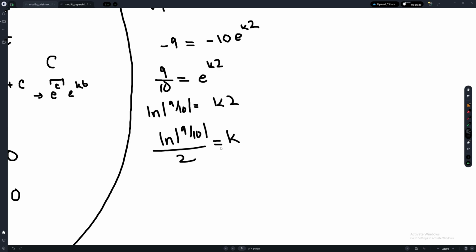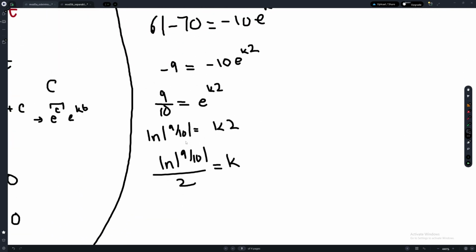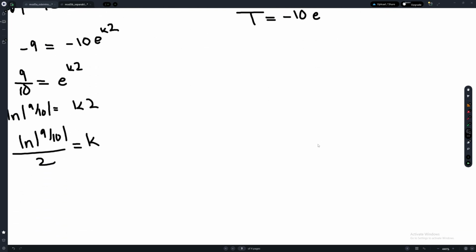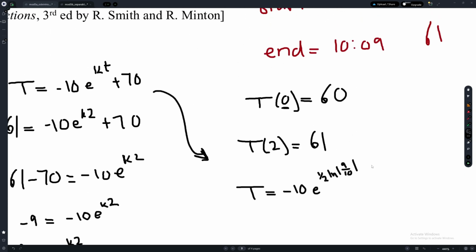So now we can actually rewrite the whole equation in those terms. Since we found our k, I just went up so I can remember the equation. I'll actually write the equation on the side here. Our t equals negative 10 e to our k, which was ln 9 over 10 over 2. You can probably put this in your calculator and get the number, but I don't have my calculator on hand right now. I'm just going to write out the whole thing. And this is all multiplied by t, plus 70.